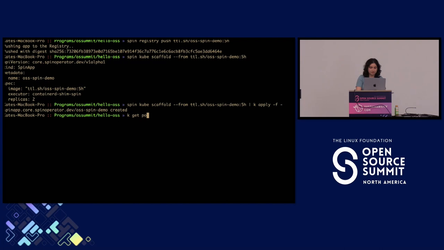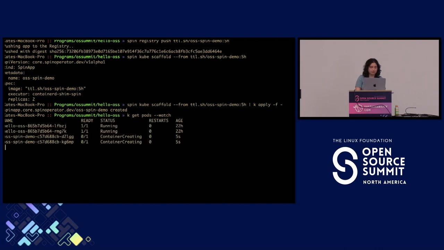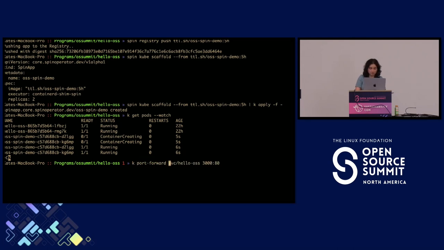And watch as our application gets ready. And so now our pods are running, and let's go ahead and port forward this so we can just test it out.